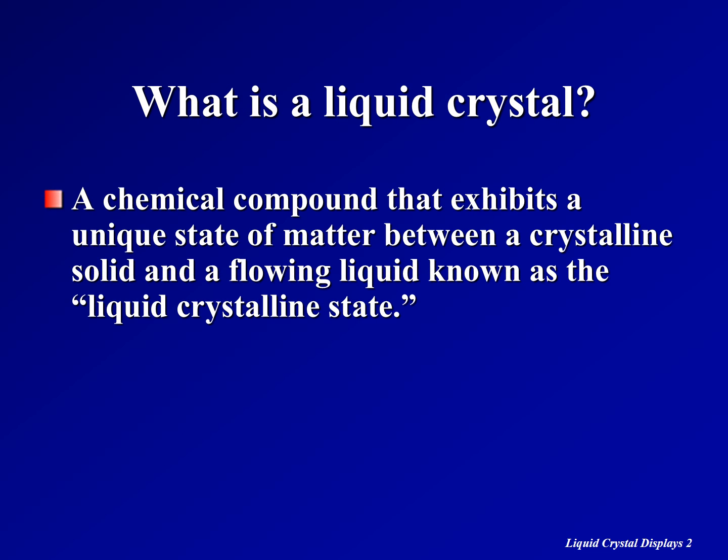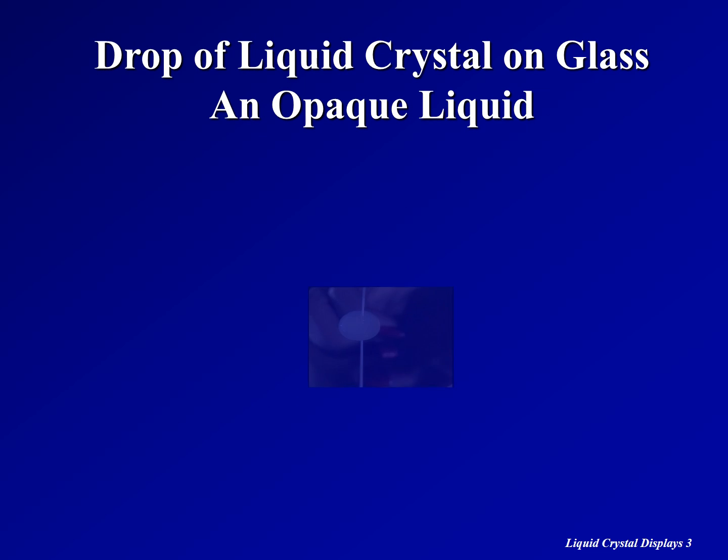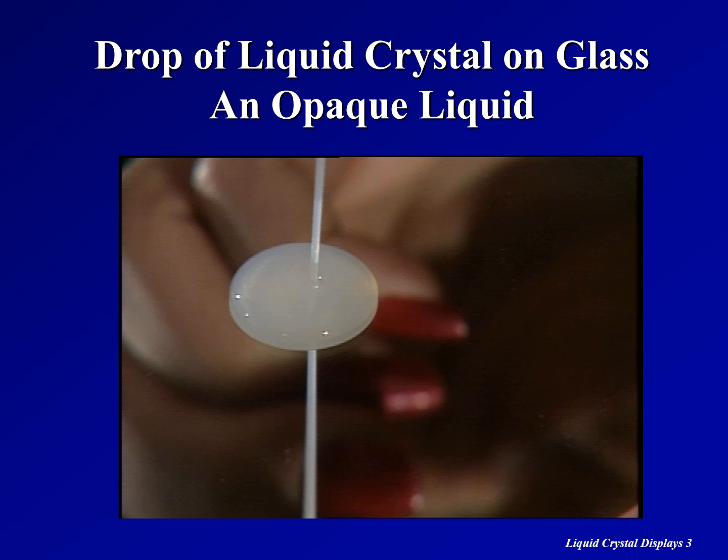A liquid crystal is a chemical compound that exhibits a unique state of matter between a crystalline solid and a flowing liquid. It is known as the liquid crystalline state. The liquid crystalline state was discovered by German botanist Friedrich Reinitzer in 1888. This is a photo of a large drop of liquid crystal material on a glass plate. The liquid crystalline state has an opaque appearance.